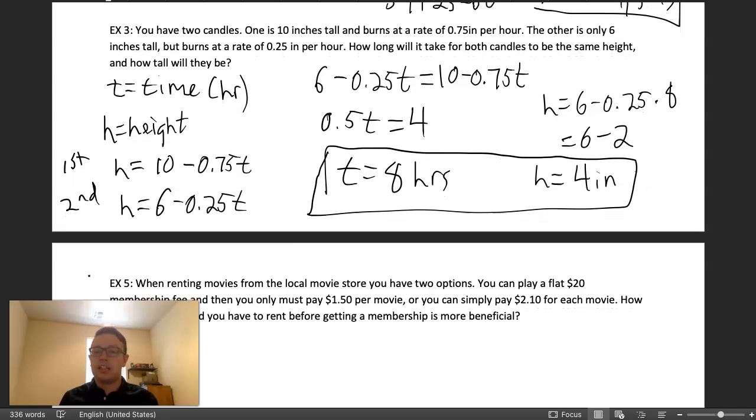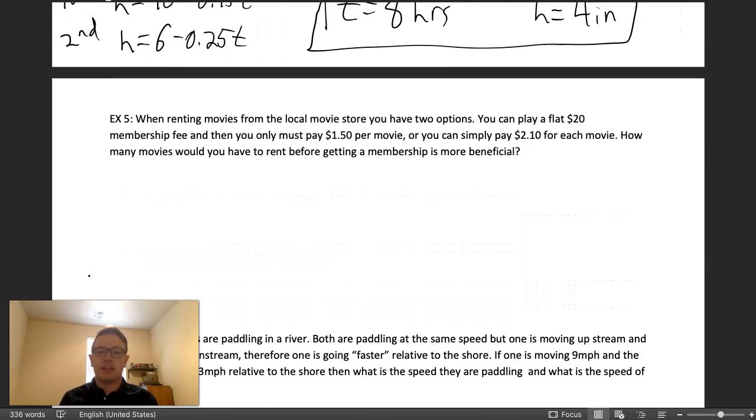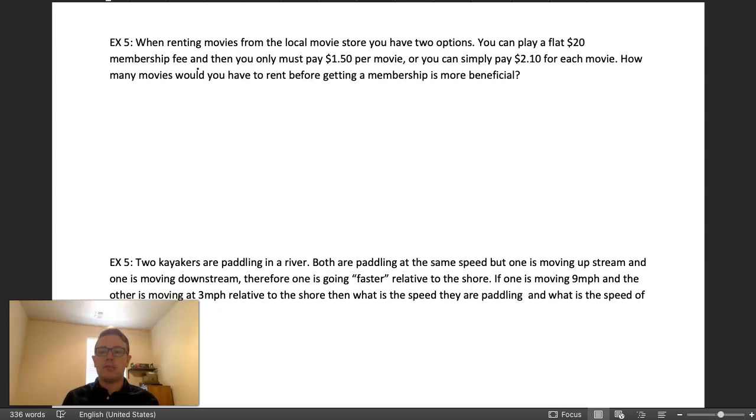All right, your guys' turn to try another problem. This time, we're renting movies. You can pay a flat $20 membership fee, and then you only pay $1.50 per movie, or you pay $2.10 per movie. We want to figure out how much it'll cost us and when these two will be beneficial. So what will our answers be?